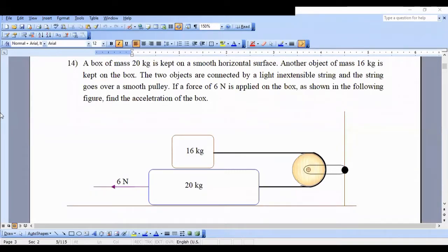A box of mass 20 kg is kept on a smooth horizontal surface. Another object of mass 16 kg is kept on the box. The two objects are connected by a light inextensible string, and the string goes over a smooth pulley. If a force of 6 Newton is applied on the box, as shown in the following figure, find the acceleration of the box.